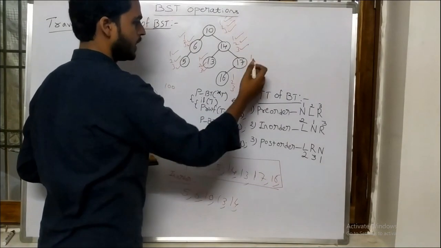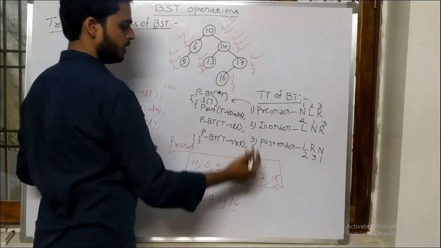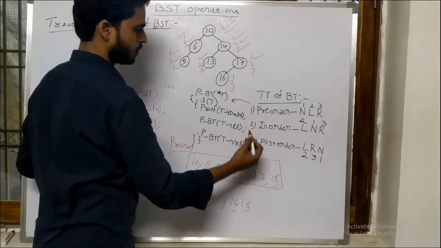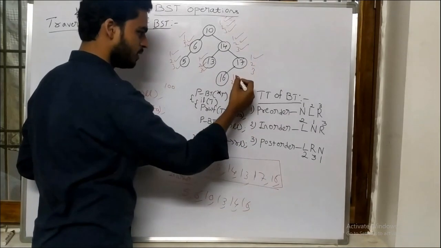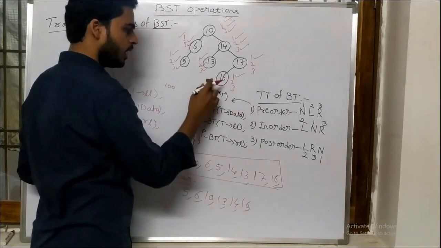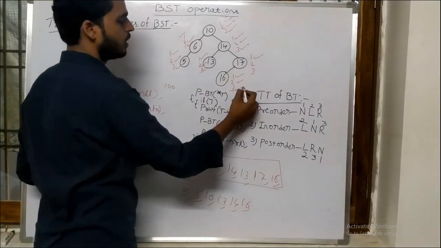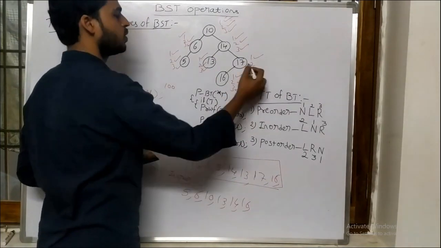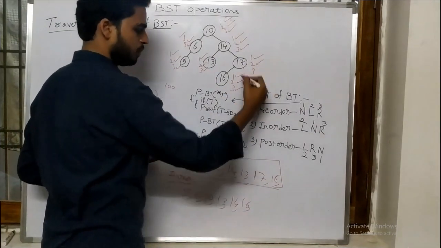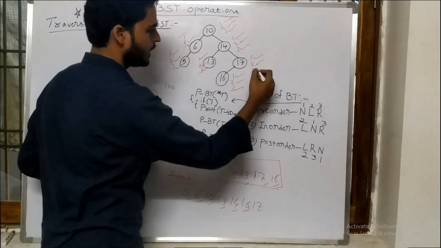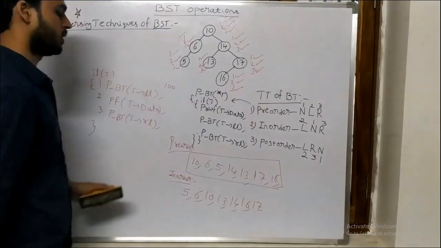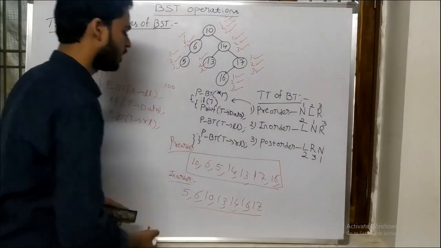Then right side. In the right side, it is going to move to the left side. Sorry, left side. After moving to the left side, nothing. Then it is going to execute the second statement. It is going to print 16. Then the third statement, the right side, nothing. Then it is going to get back. Then it executes the second statement, printing, that is 17. Right side, nothing. So we stop the process. This is the corresponding in-order for this one.